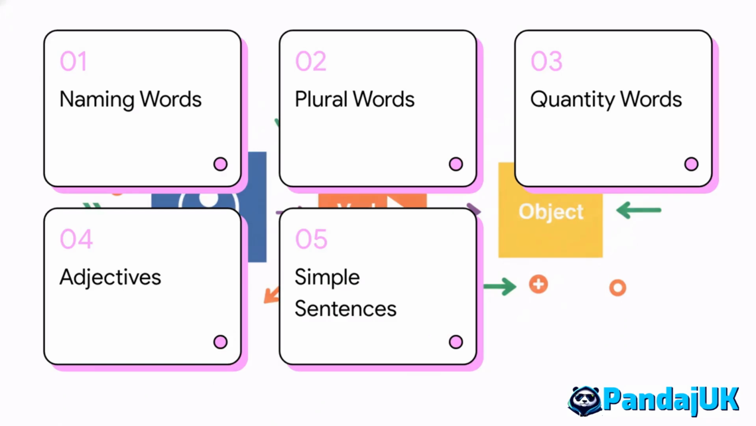Here is what we will cover today. First, naming words. Second, spelling plural words. Third, words for quantity. Fourth, describing with adjectives. And finally, making simple sentences.